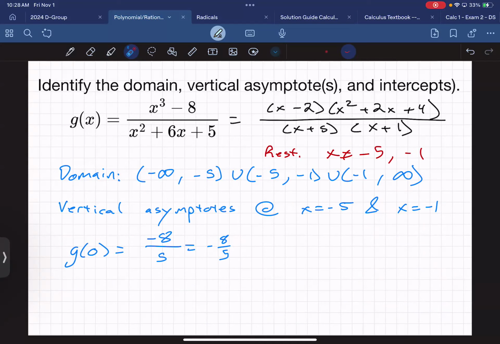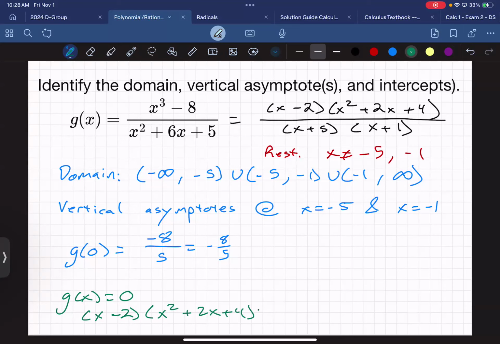Now, as far as the x-intercepts are concerned, make sure you see here that we're taking our function and setting it equal to 0. But since you already factored it, as long as you remember to do that, you've done a lot of the work already. We know that one of our x-intercepts then is going to be x equal to 2. The next thing then is to look at the x squared plus 2x plus 4.